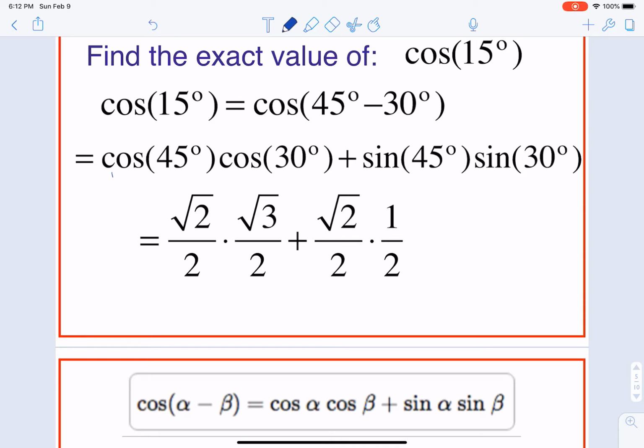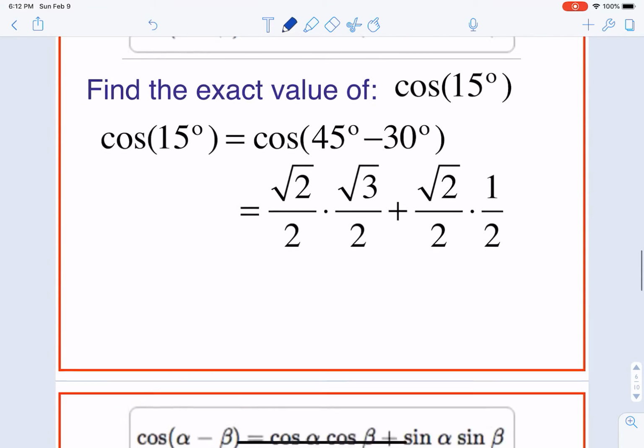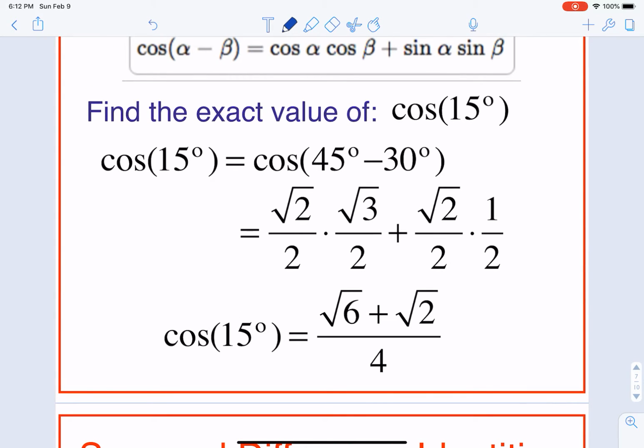I know that cosine of 45 is square root of 2 over 2. Cosine of 30 here, sine of 45, and sine of 30. So I can evaluate all of those exactly. And here I end up getting that cosine of 15, once I go through and evaluate all of this, is the square root of 6 plus the square root of 2 all over 4. Once I multiply these together and multiply these together, and then the same thing with my numerators, they do have a common denominator, so we can combine those numerators.